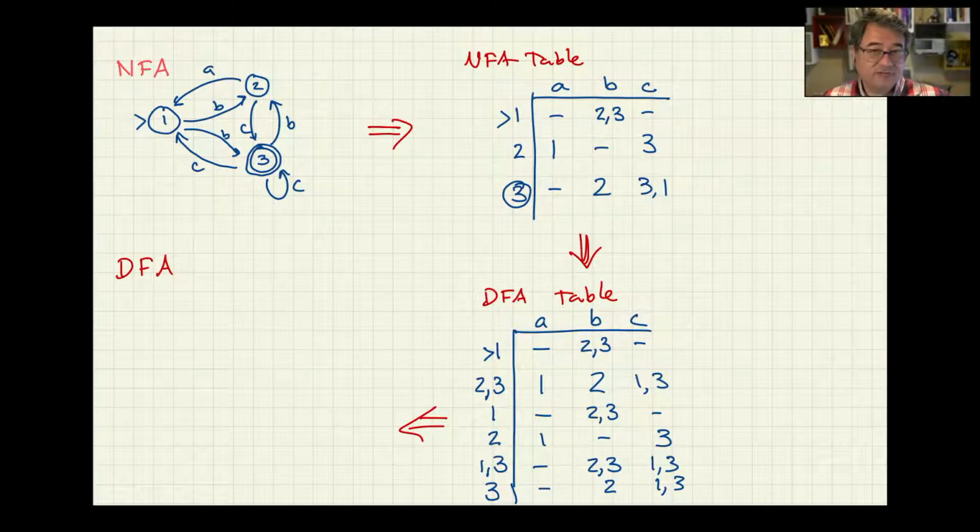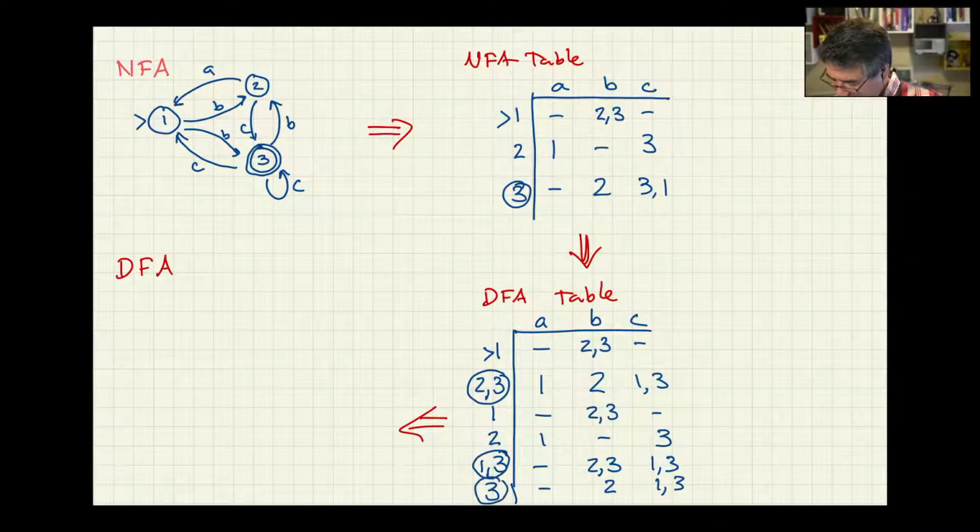At least as far as filling in the table, the last thing to do is to mark our starting and accepting states. We've got our starting labeled already. The accepting is anything with a 3 in it. So that'll be this one, and this one, and this one. And then finally from this, we can draw our DFA.